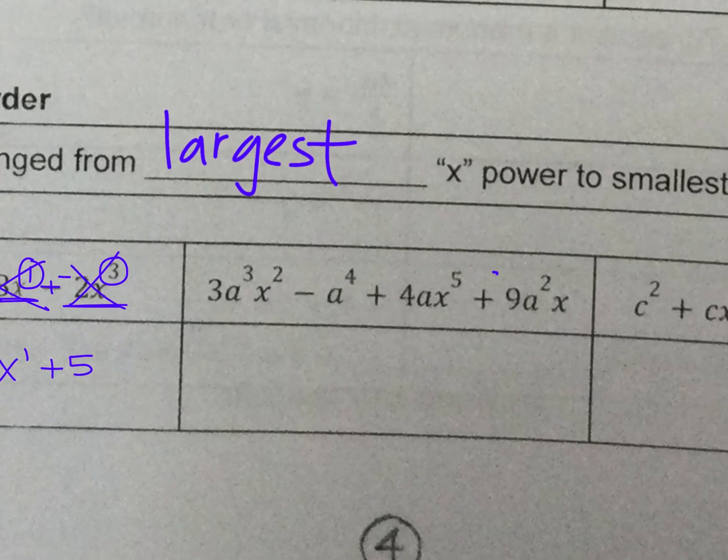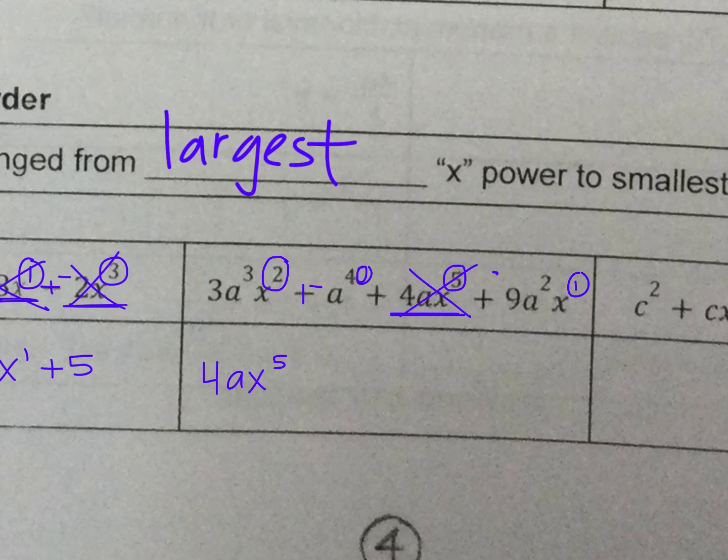Let's write these, starting with the biggest to the smallest. I've got a 2. There's no x right there. I got a 5. That's a big one. And a 1. Well, that 5 is the biggest. So I'm going to say 4ax to the 5th.